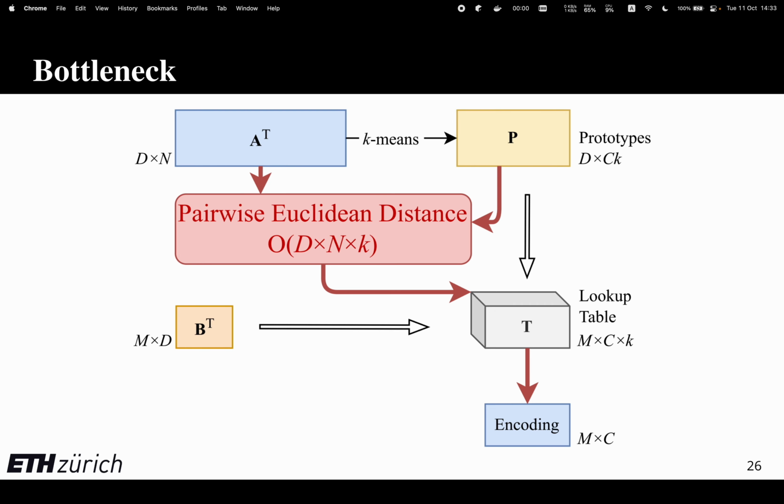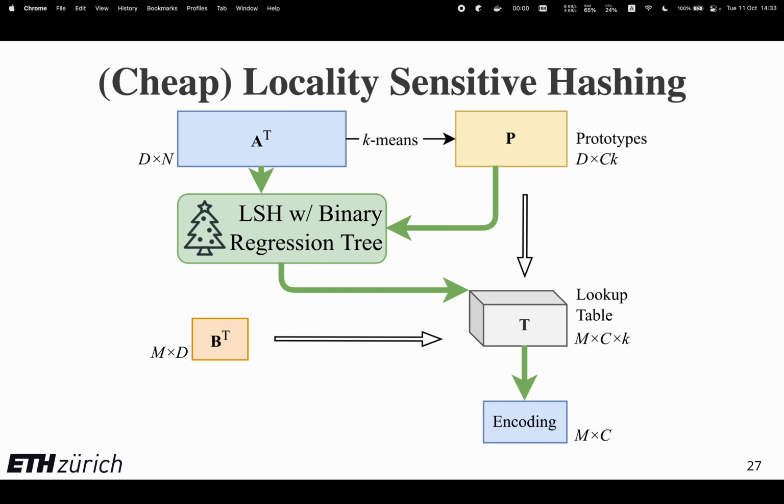And this is where locality-sensitive hashing comes into play. The authors propose a novel method using locality-sensitive hashing with the help of a binary regression tree to do this lookup, or this selection.